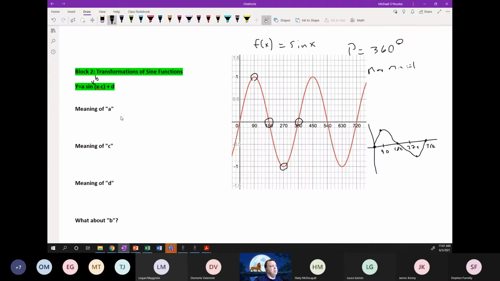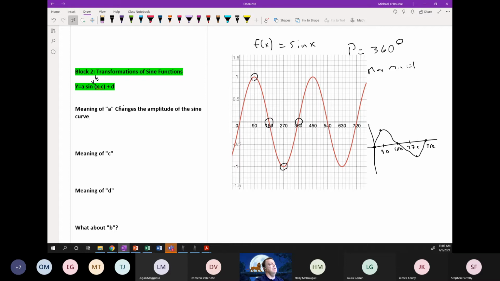So if we take a look at our note, the meaning of A changes the amplitude. Changes the amplitude of the sine curve. Does that make sense to everyone? Put a Y in chat if it makes sense to you that that A value changes the amplitude. Or put a question mark if I haven't explained it clearly enough to you and you want some more explanation.